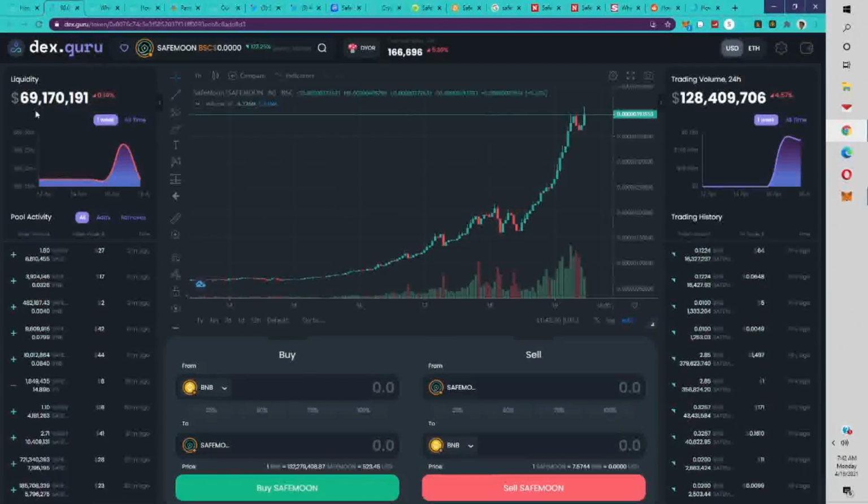Look at the liquidity. There's $69 million in liquidity in Safemoon, according to DEX Guru. Another thing that people have to realize, Safemoon also has $128 million of trading volume in the last 24 hours. There's a lot of liquidity in Safemoon. There's a lot of good things here that show that this token can go a lot further. I wouldn't underestimate Safemoon. I think it can go a lot further. 20, 25x is possible, which would put it at a $50 billion valuation, the same as Dogecoin.